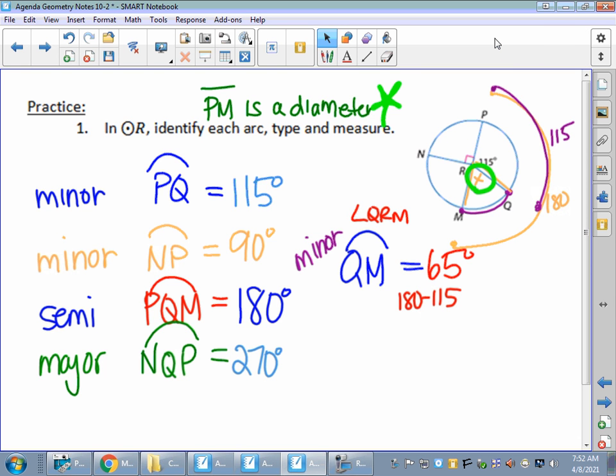So there's a couple sneaky problems. You might have to do some adding and subtracting. You need to know if there's diameters in there.